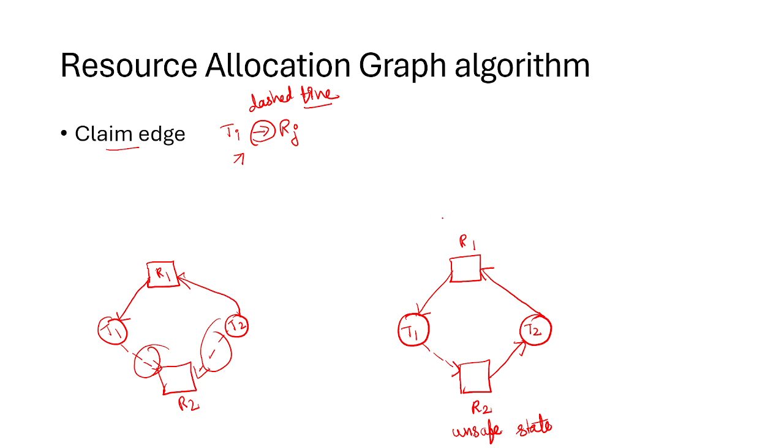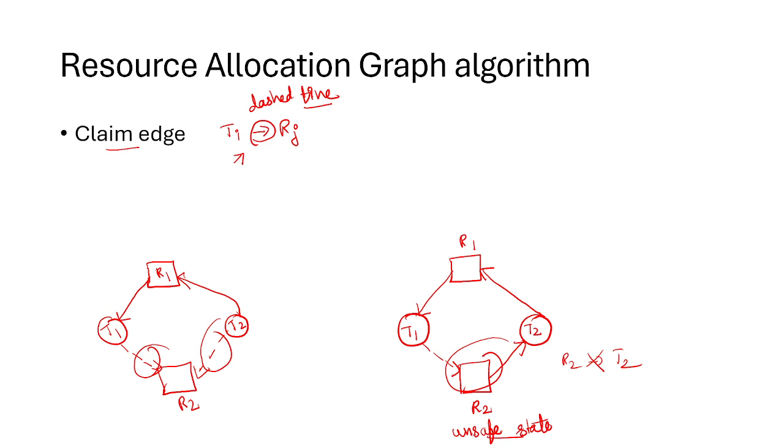So for example, at some point of time, the thread T2 requests the resource R2 and it is assigned. Now consider that a cycle will be formed here. So it is an unsafe state. Whenever it leads to an unsafe state, the resource cannot be allocated. R2 cannot be assigned to T2, because it leads to the unsafe state.